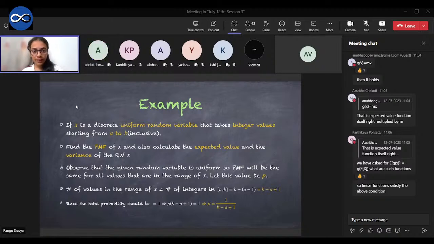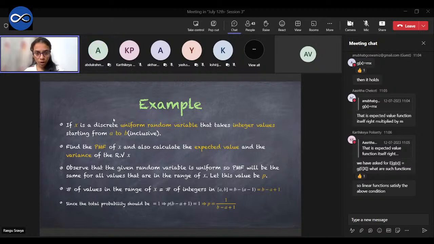So given that x is a discrete uniform random variable and takes values from a to b, that means the probability of occurrence of any numerical value between a and b is the same. From a to b, how many values are there? It will be b minus a plus 1. So the total number of integers it can take is b minus a plus 1, and all of them are taken with equal probability.